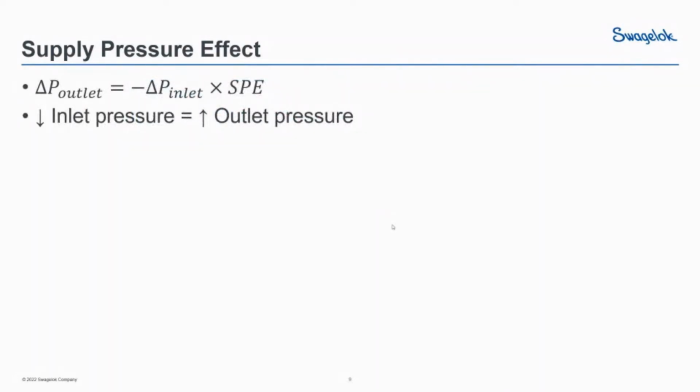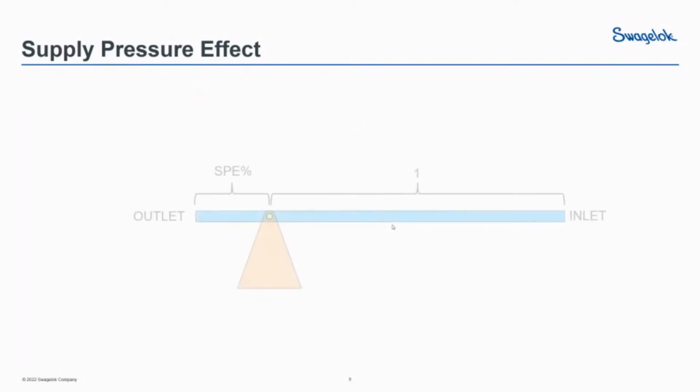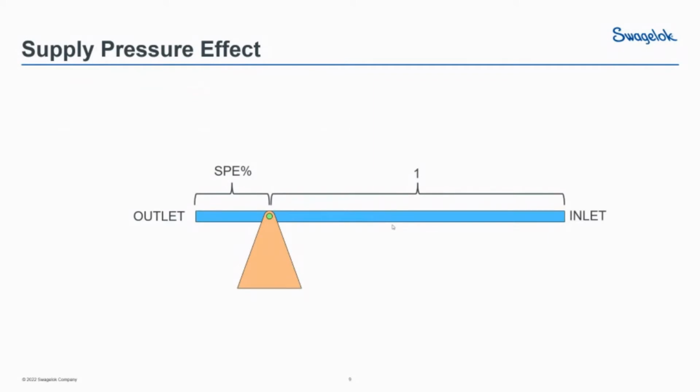Basically, your supply pressure effect says that the outlet pressure will change when the inlet pressure or supply pressure changes, and its direction will be opposite that of the change of the inlet pressure. So as the inlet pressure goes down, the outlet pressure will go up. And the ratio of those changes is the supply pressure effect in percent. It's a bit of a mouthful, and I'm more of a visual learner, so let's present a visual graph to help us understand this. I like to think of the supply pressure effect as a seesaw.